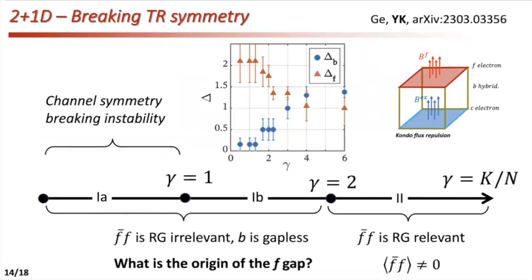As I told you, we have the critical exponent of the system. So we can ask, what is the origin of the gap in various phases in the system? Now, we only apply the Haldane fluxes to the conduction electron. However, via this Kondo flux repulsion, it's natural to expect that the same will be induced in the F electron layer. And in phase 2, it turns out that the F-bar F mass term is relevant, and this can easily open a gap in phase 2. But such a term is irrelevant at gamma less than 2. So what is the origin of the gap in phase 1? That is the question.